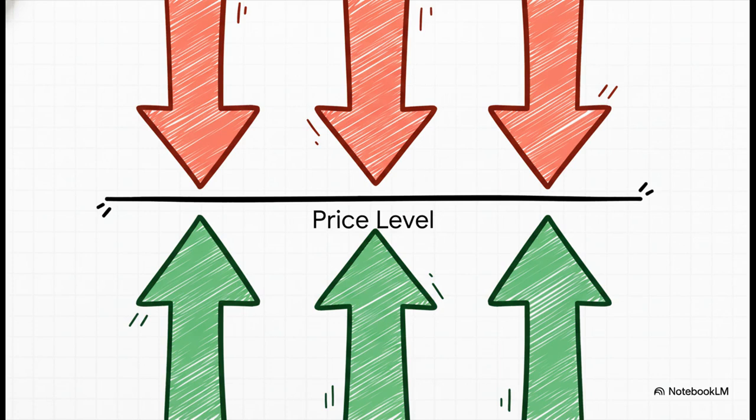And these levels aren't magic. They're not just random lines. They're really just a picture of a classic old school battle. Support is just a spot on the chart where demand from buyers overwhelms the supply from sellers. And resistance is the opposite. It's where the supply from sellers is just too strong for the buyers to push through.